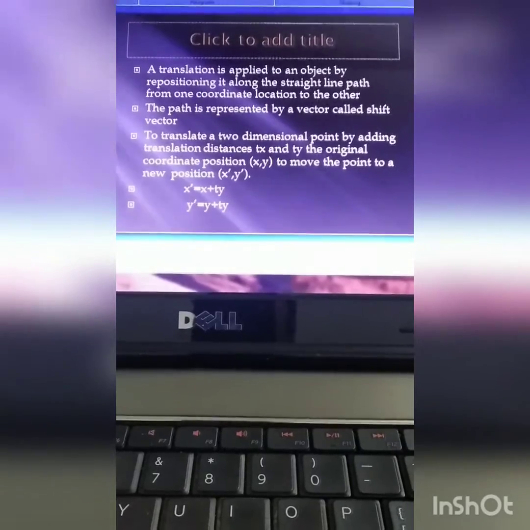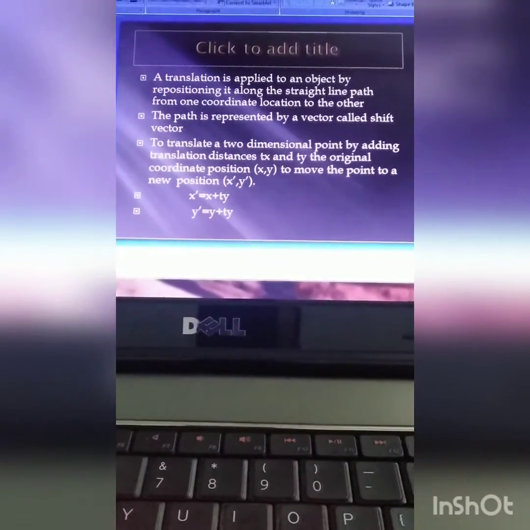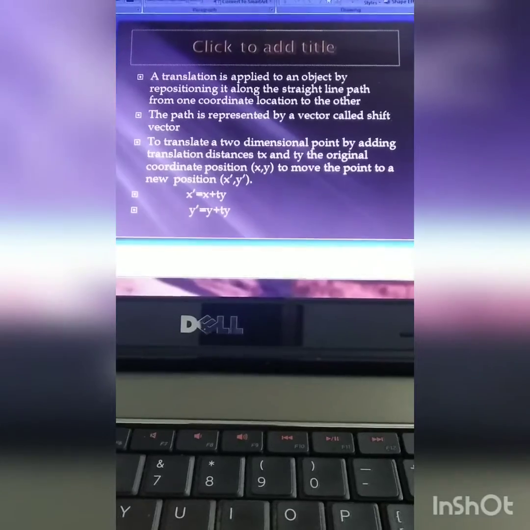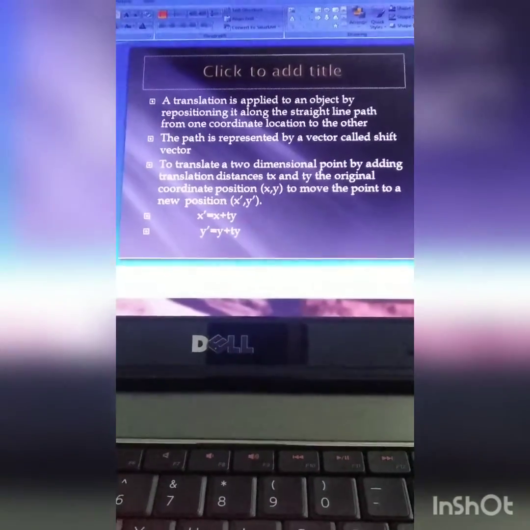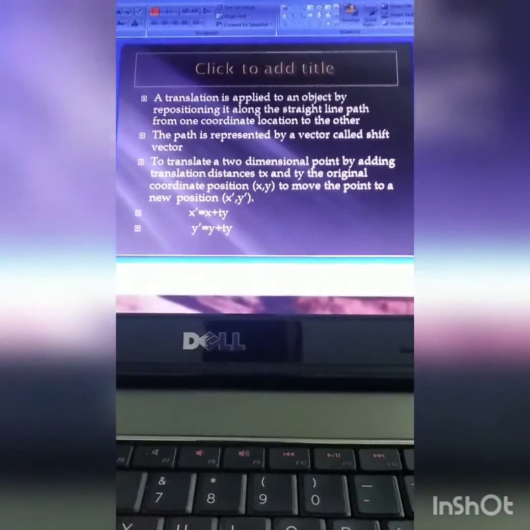So as I said in the introduction, translation is applied to an object by repositioning it along the straight line path from one coordinate location to the other.